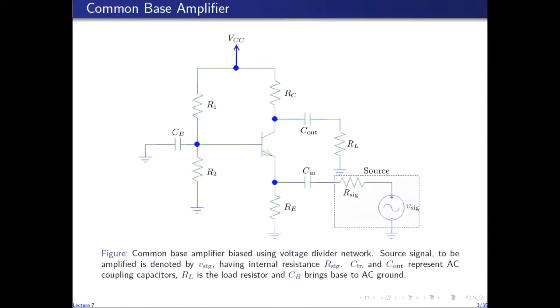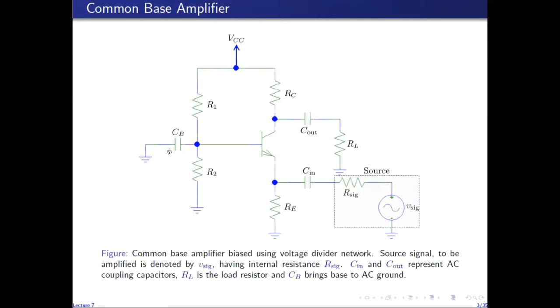So this is the circuit for a common base amplifier, in which R1, R2, RC, and RE form the voltage divider biasing network. RL is the load resistance. Vsig is the signal to be amplified. Rsig models the internal resistance of Vsig. Cin is the input coupling capacitor, and Cout is the output AC coupling capacitor.